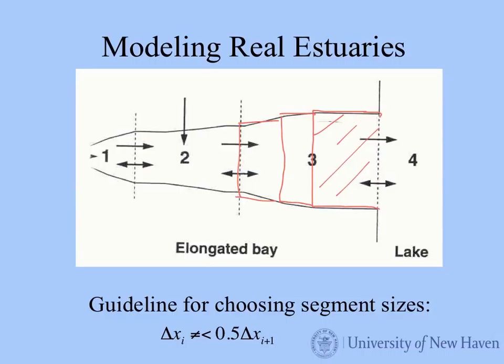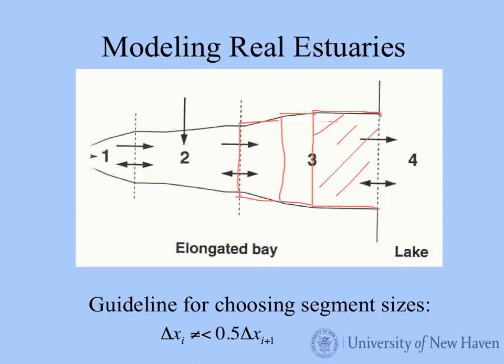Another point to consider is what the size of adjacent segments should be. Remember, we're trying to model the concentration distribution through this estuary. And so if your segment sizes vary greatly from one segment to another, this could potentially cause a numerical instability in your solution.